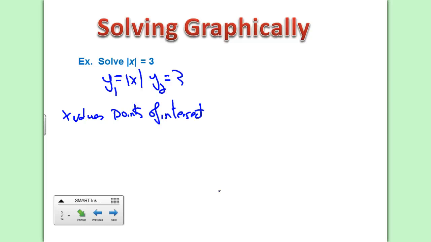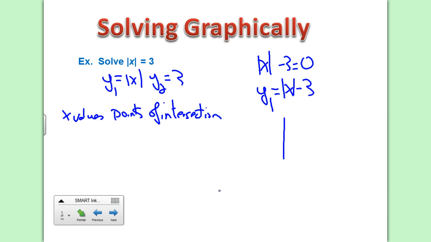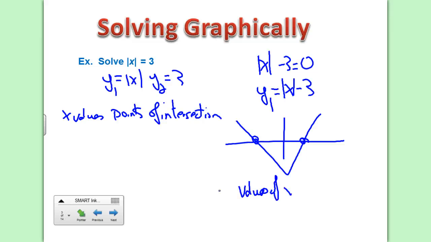Okay. Another way to do this, it's the way I like better, is I take it all to one side and I do this. Absolute value of x minus 3 equals 0. So instead of graphing two things, I'm just going to graph y1 equal to absolute value x minus 3. And if you remember what a graph that looked like this, my answers, the critical numbers, are the actual x-intercepts. So now when you graph this one, you look for the values of the x-intercepts.